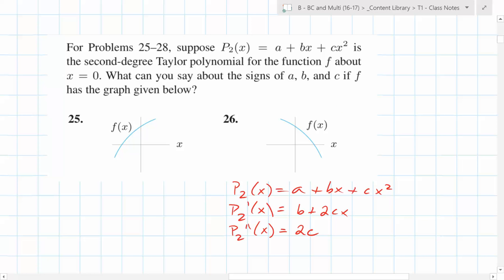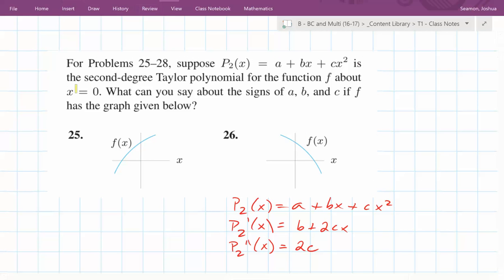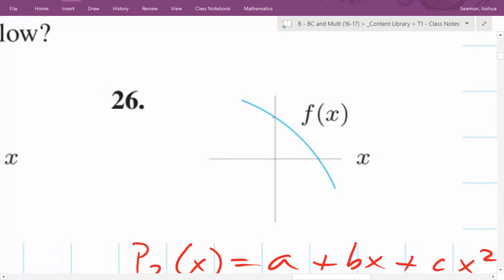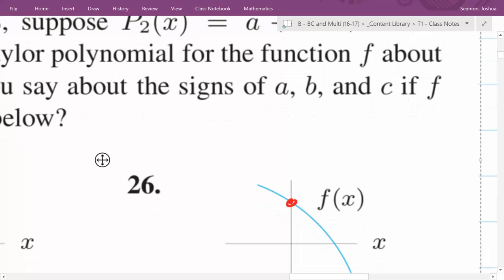And you're doing it around x equals what? What does it tell you you're doing the Taylor polynomial around? 0. Around 0. So look at that point right there. Let's look at the point where x is equal to 0. At that point, what can you tell me about the slope of the tangent line?